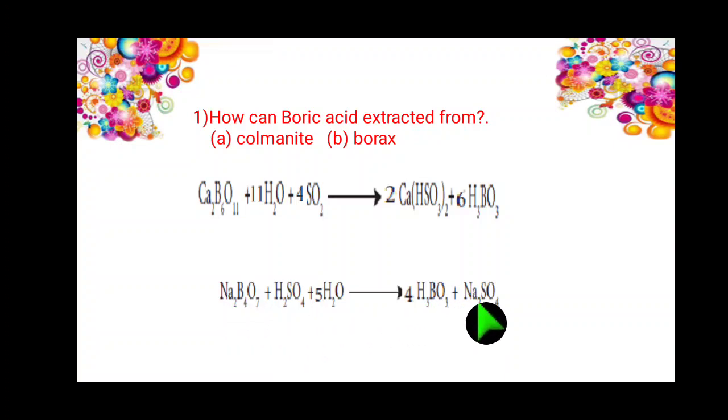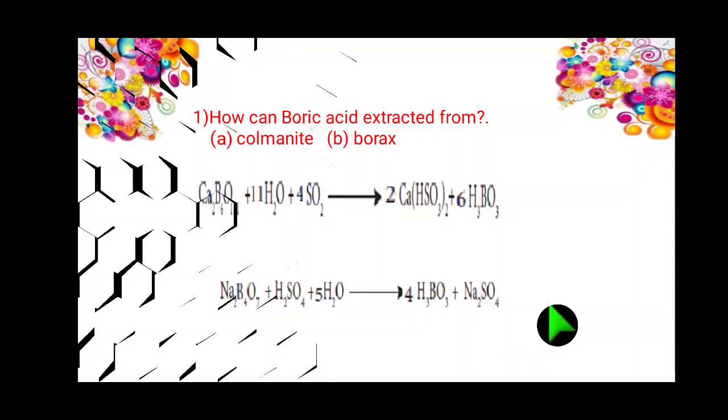Sodium left side 2, right side 2. Sulfur left side 1, right side 1. Then the rest is oxygen only. Oxygen 7 plus 4, 11. 11 plus 5, 16. Here 4 into 3, 12. 12 plus 4, 16. Oxygen is also balanced. Right? From borax, we can prepare boric acid.